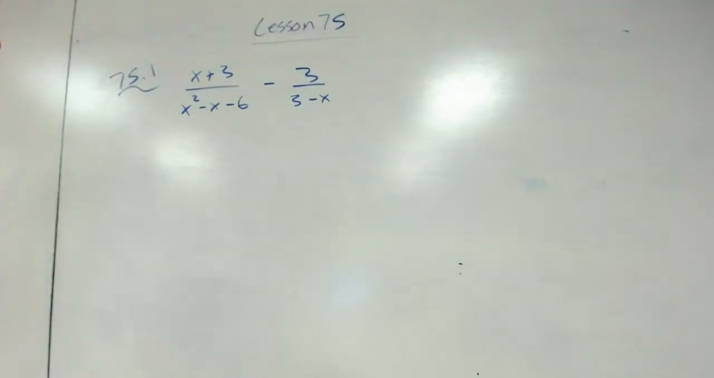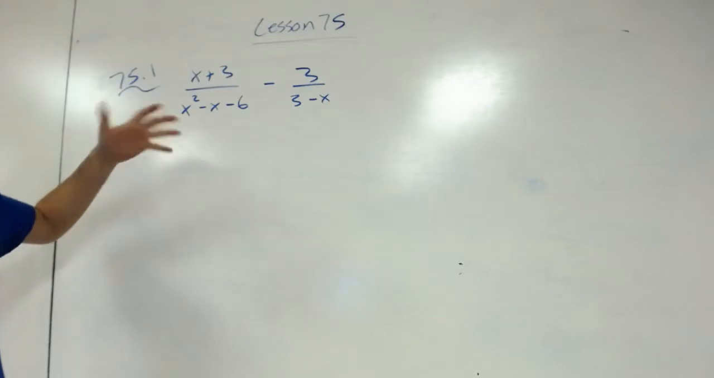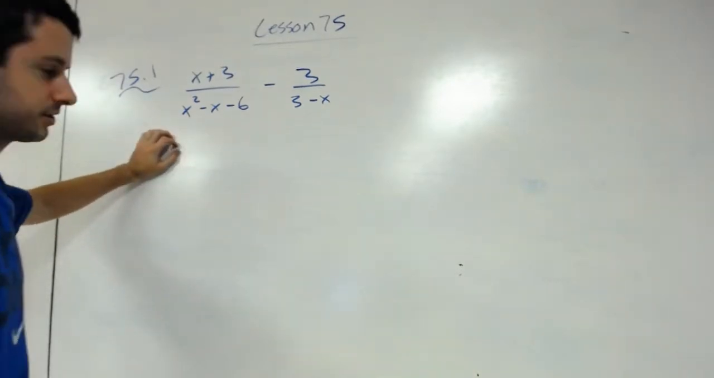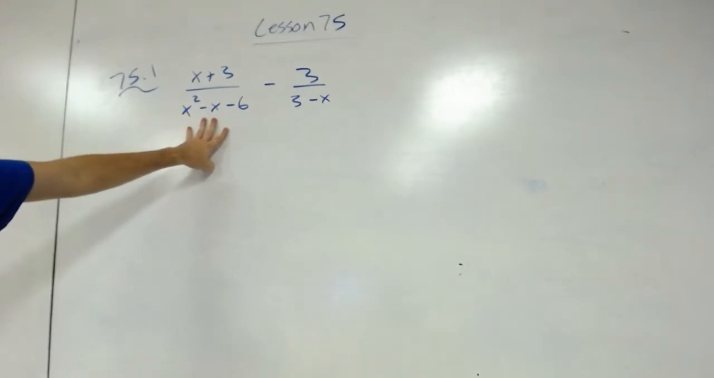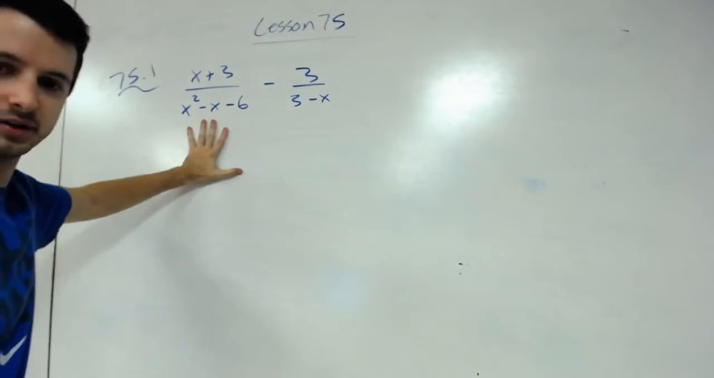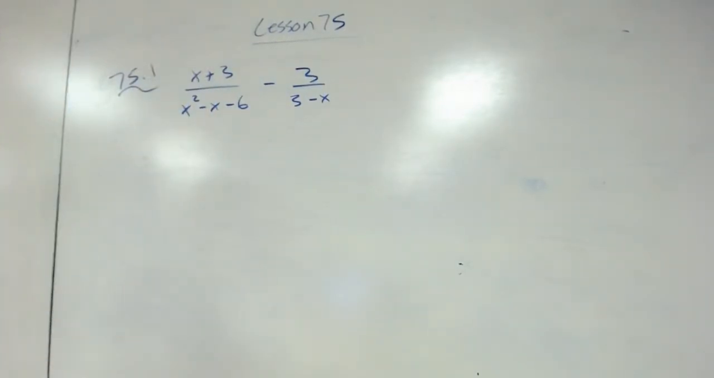Lesson 75, we're going to look at factorable denominators. And so we have an equation right here: (x + 3) over (x squared minus x minus 6) minus 3 over (3 minus x). You could do this, it doesn't matter what you do first. I'll go ahead and do this problem by factoring out the trinomial first, because what we're going to need to do is find a least common denominator and be able to solve. That's all you're really going to do here.